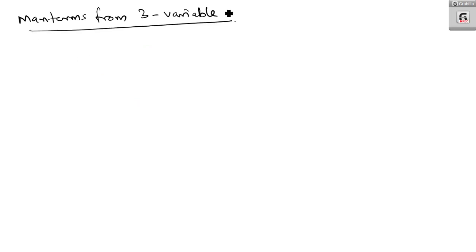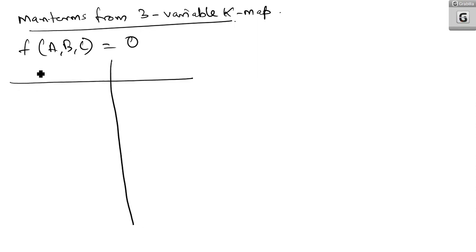Now next one is derivation of maxterms from a three variable K-map. To derive the maxterms, I am having f of a, b, c, and all elements are 0. So here again, if I draw the truth table, I am having inputs and outputs.